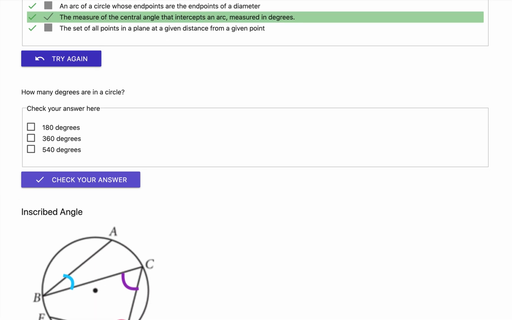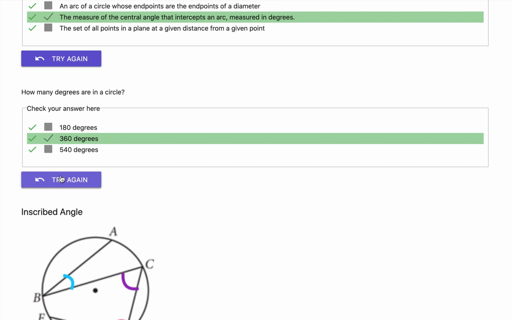Now, quick question, should be an easy one. How many degrees are in a circle? Good. It is 360 degrees in a circle. It's always good to make sure we remember which shapes have how many degrees. A circle is 360 degrees.